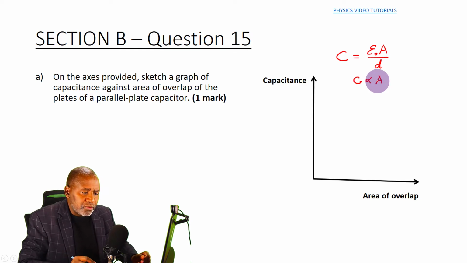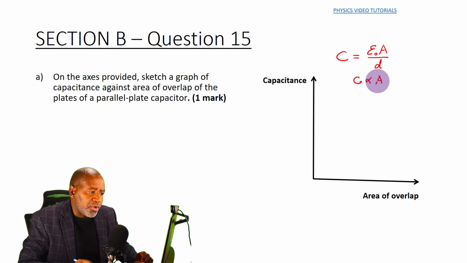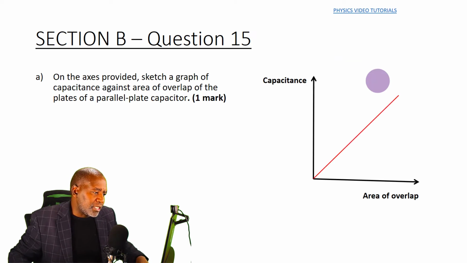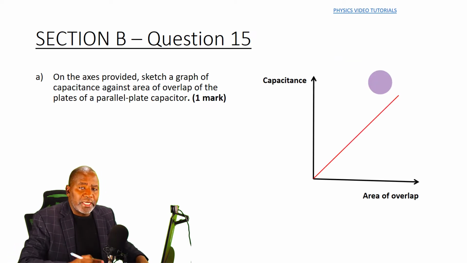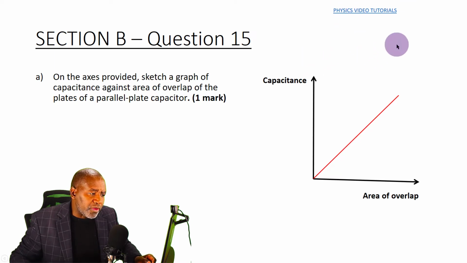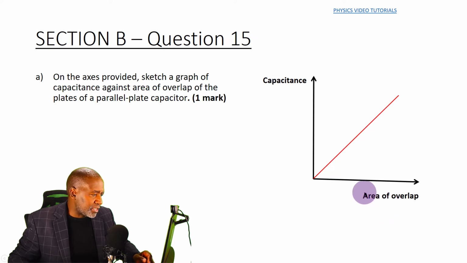We've been asked to state how the capacitance depends on the area of overlap, and definitely it will be a straight line through the origin, because a straight line through the origin shows that the physical quantity on the y-axis is directly proportional to the one on the x-axis. So that one was just as simple as that.